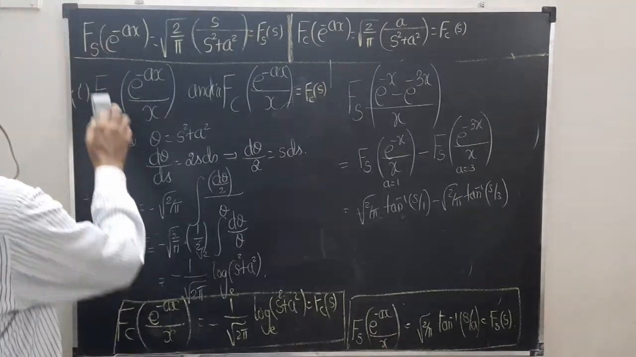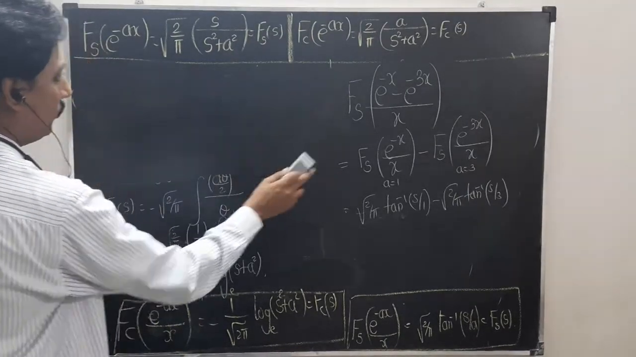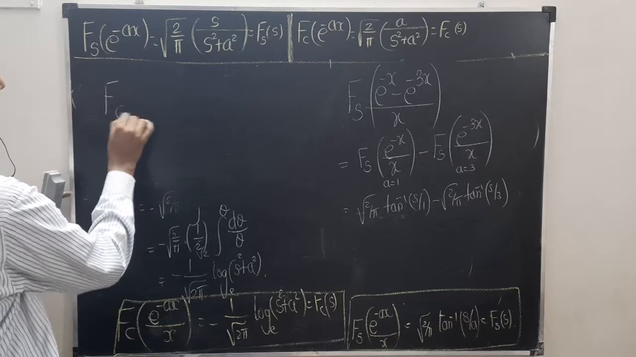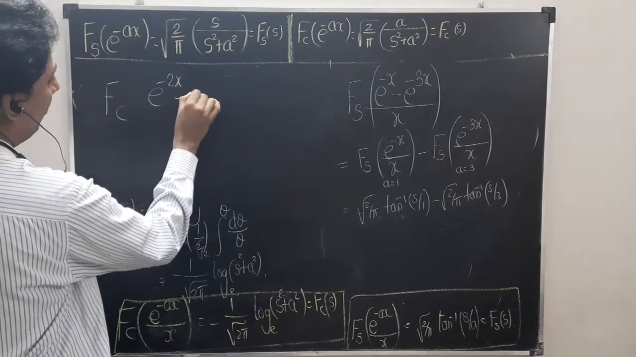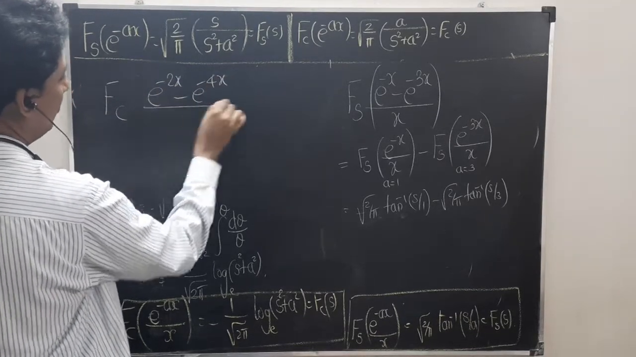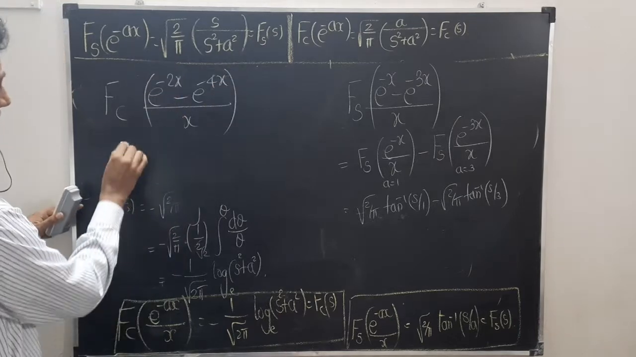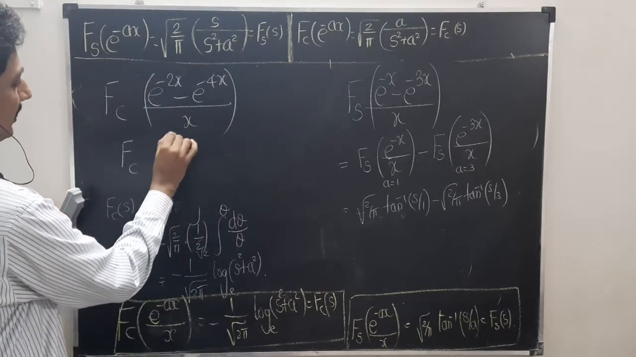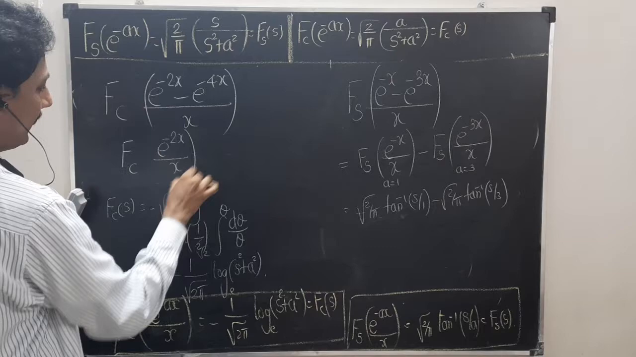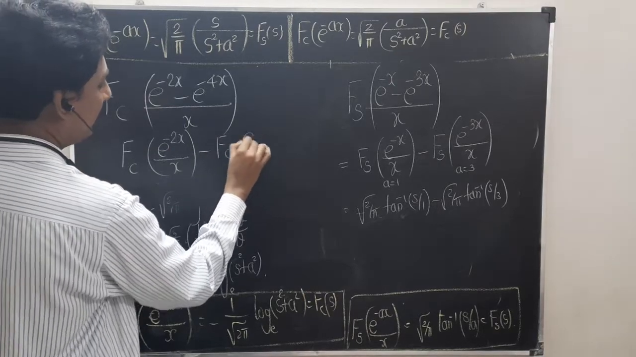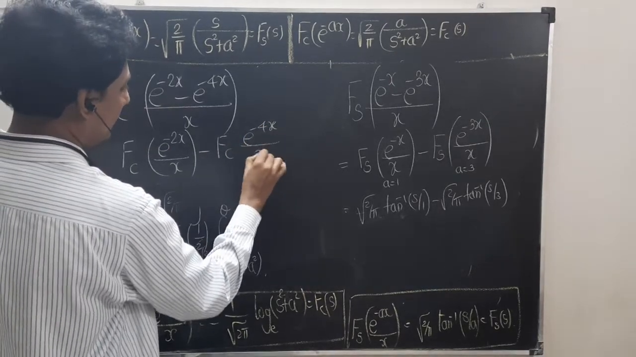In the same way, suppose the question is: what is the answer for the Fourier cosine transform of e to the power minus 2x minus e to the power minus 4x by x? Again the same idea, by using the linear property: Fourier cosine transform of e to the power minus 2x by x minus Fourier cosine transform of e to the power minus 4x by x.